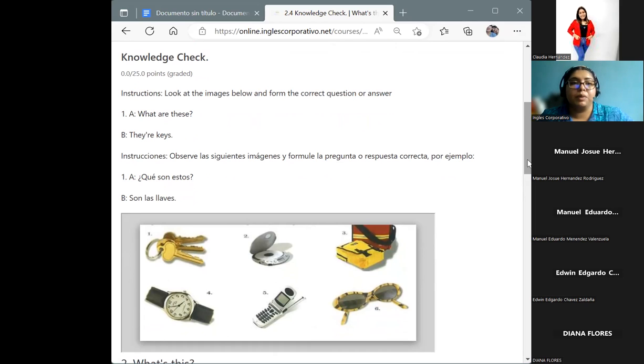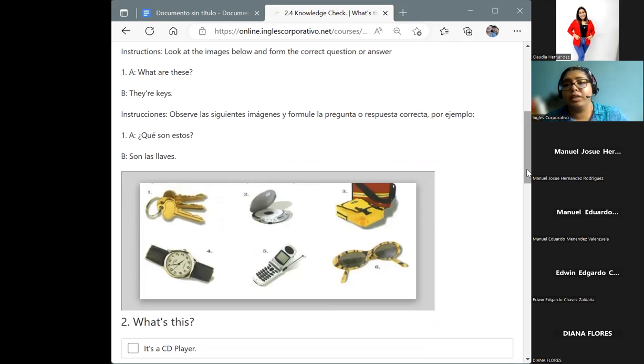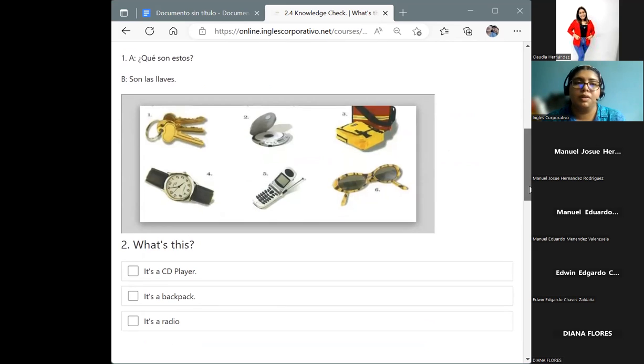So we have the example. What are these? And the answer, they are keys. ¿Qué son estos? Esos son llaves, o ellos son llaves, o son las llaves. So in this case, we have the image and we have six different things. Tenemos seis cosas diferentes and we are going to solve the question. But in this case, you are just going to answer.